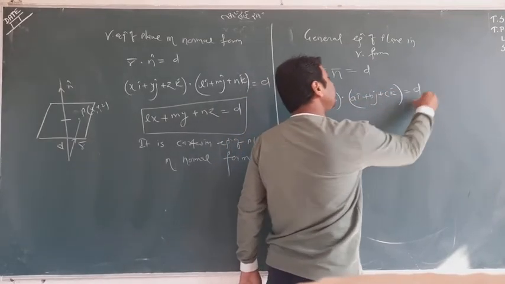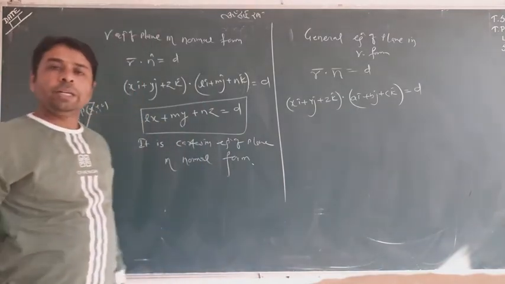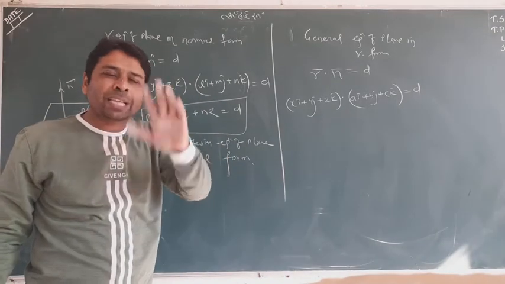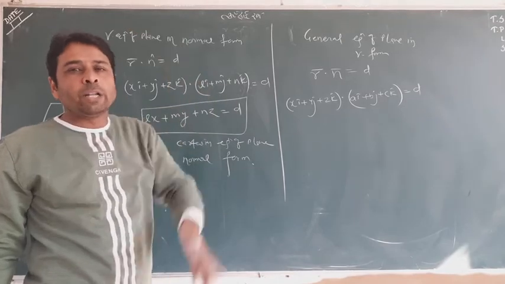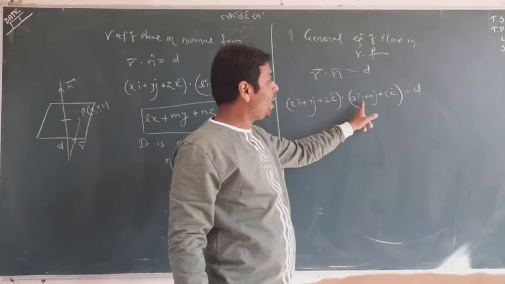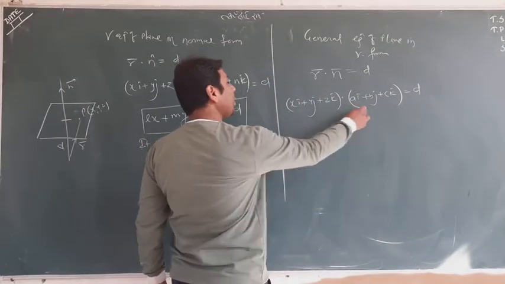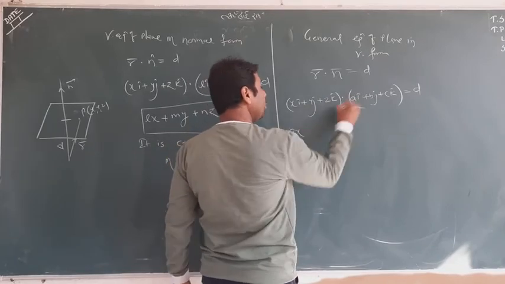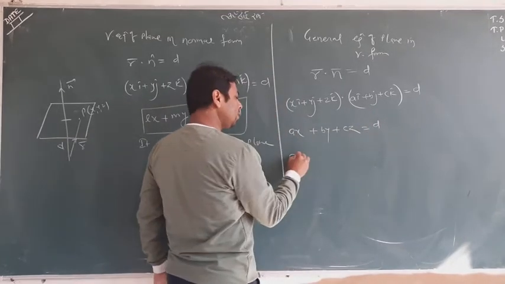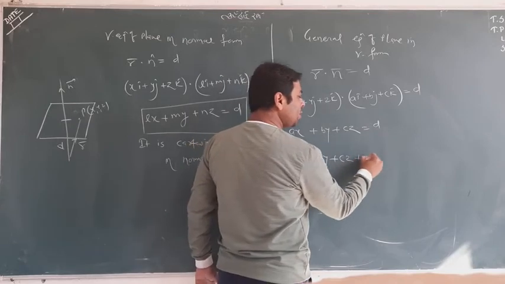Try to understand. In the same direction, you can take n or n cap, because n cap is nothing else but a unit vector along n, which contains the cosines, and n contains the ratios. So this is only n = a, b, c. What are a, b, c? Ratios of the normal of the plane. Okay. Now you can multiply. You will get ax + by + cz = d. You can write ax + by + cz = d or plus d or something like that.